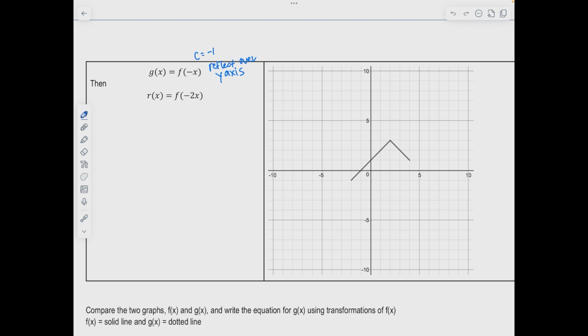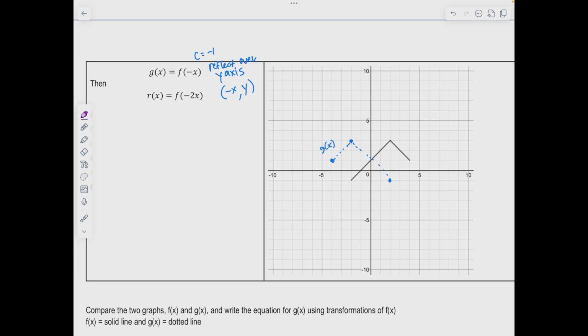Okay, so when I reflect over the y-axis, the y values stay the same, the x's are now opposite. So instead of being at negative 2, negative 1, I'm at positive 2, negative 1. Instead of being at 2, 3, I'm at negative 2, 3. And 4, 1 is at negative 4, 1. So this is my reflection over the y-axis. So this is my g of x right here.